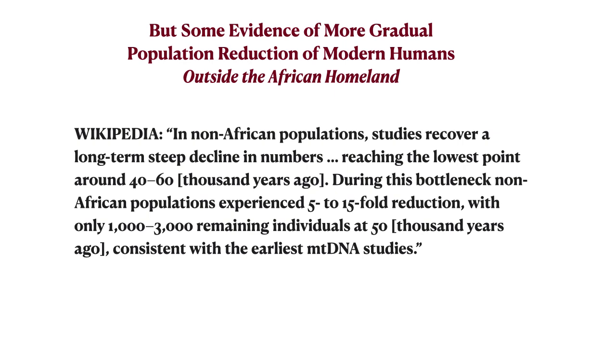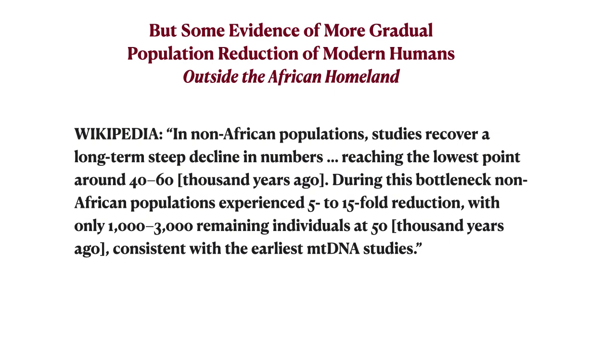And this is seen in genetics, again, and I don't really understand how the research works. But anyway, there evidently was a decrease of non-African populations, a 5 to 15-fold reduction, with only some 1,000 to 3,000 remaining individuals at 50,000 years ago, consistent with earlier mitochondrial DNA studies. David Reich didn't really talk about this. I would love to have got his view on it. I suspect that this may be a bit exaggerated, but it's hard to argue against this kind of genetic evidence.